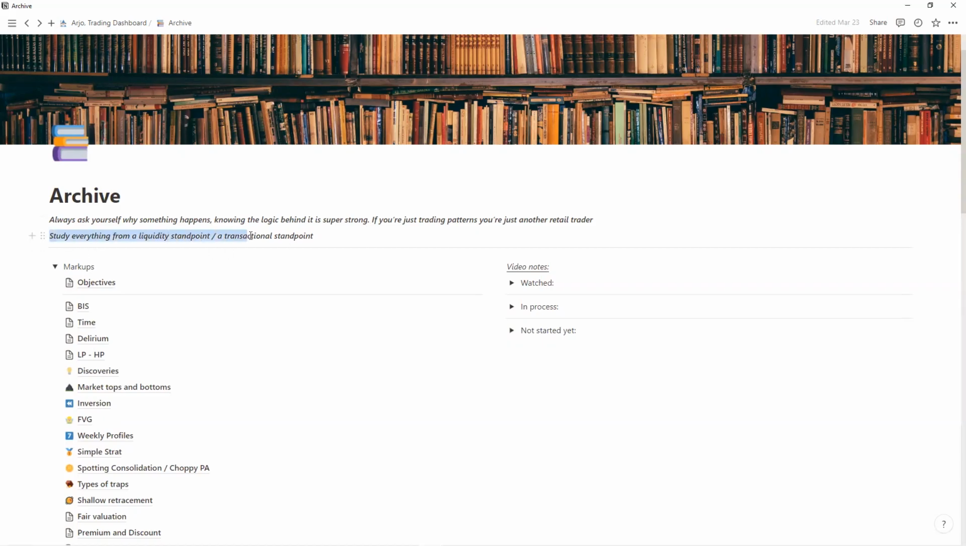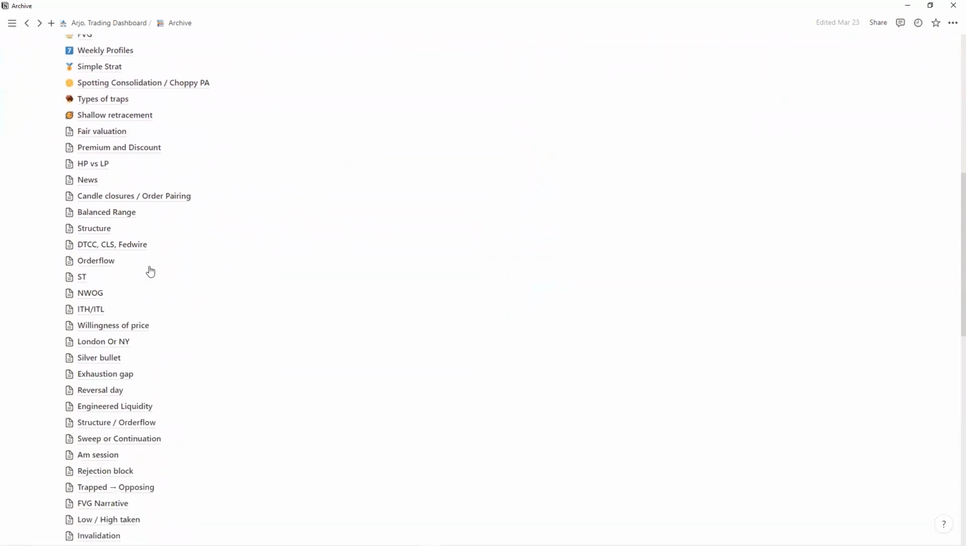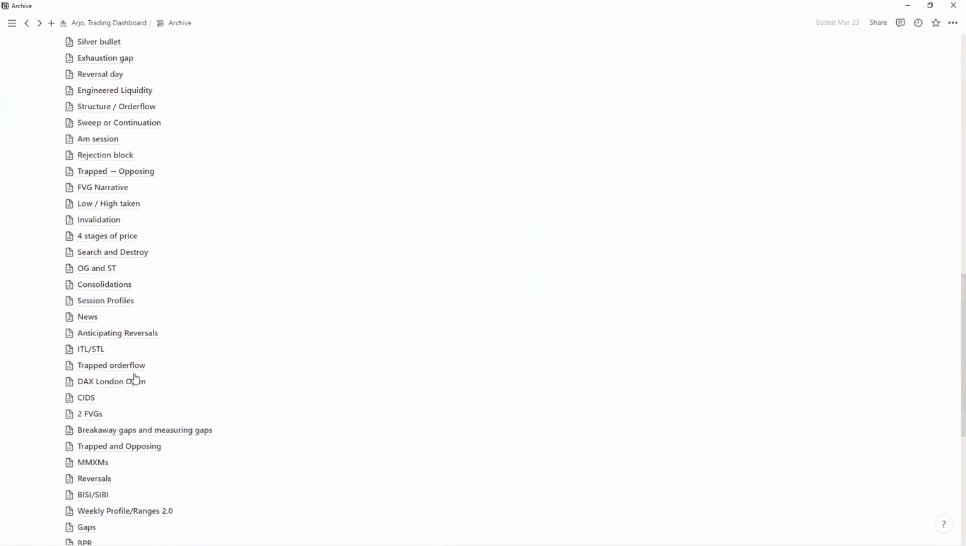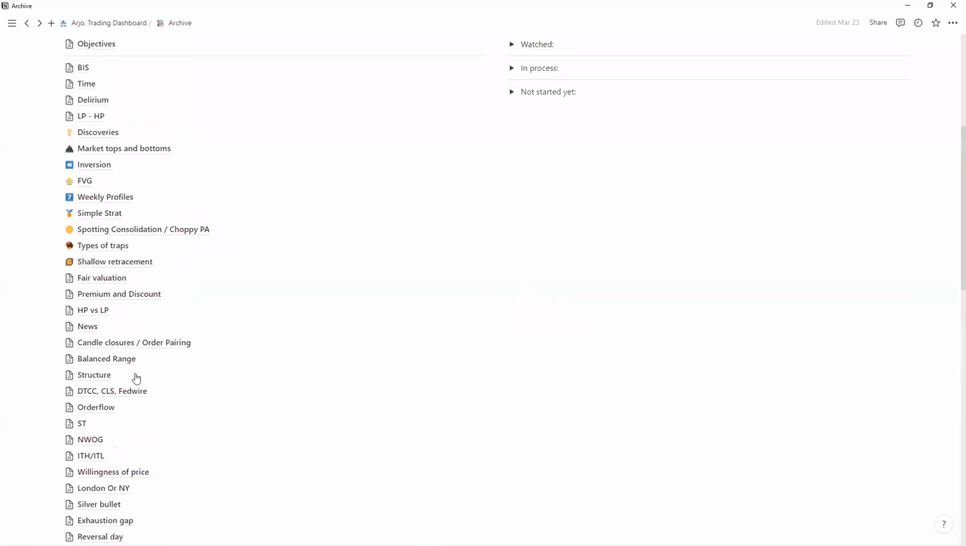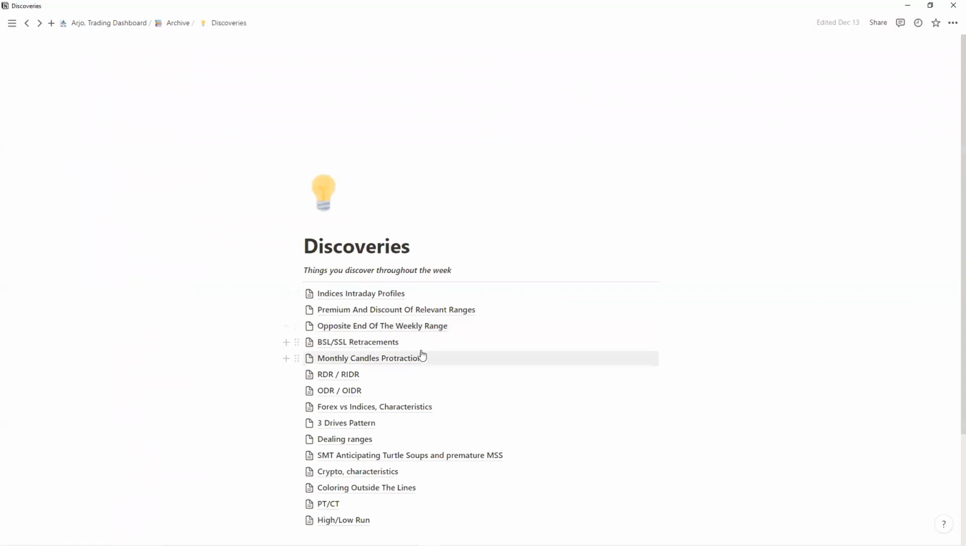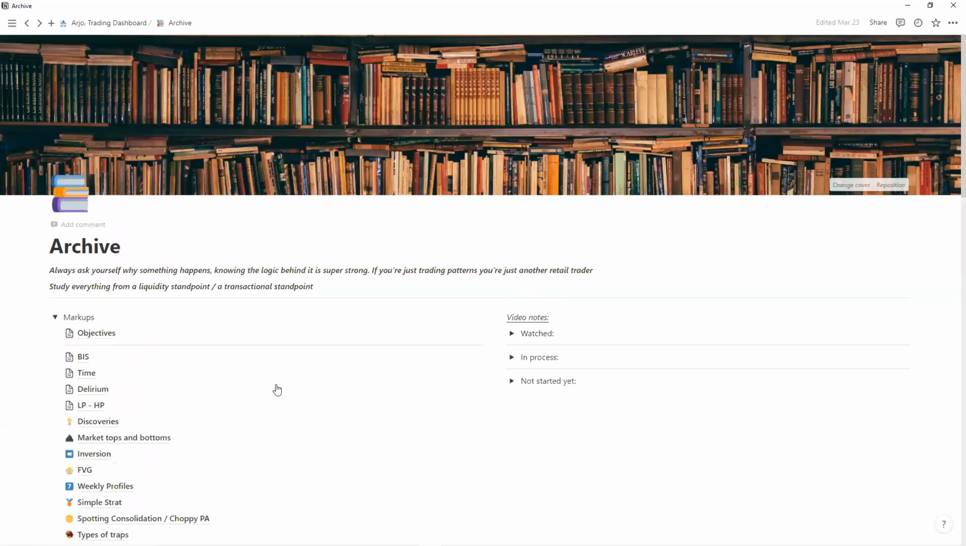Study everything from a liquidity standpoint, a transactional standpoint, because that's my theory. So everything is going to be based on my theory right here. These are all the studies I have completed. Every single study I have completed of things I was interested in, and I have completed discoveries, even more stuff. Even more. And then even homework from 2022 mentorship, from core content, all deep work sessions.